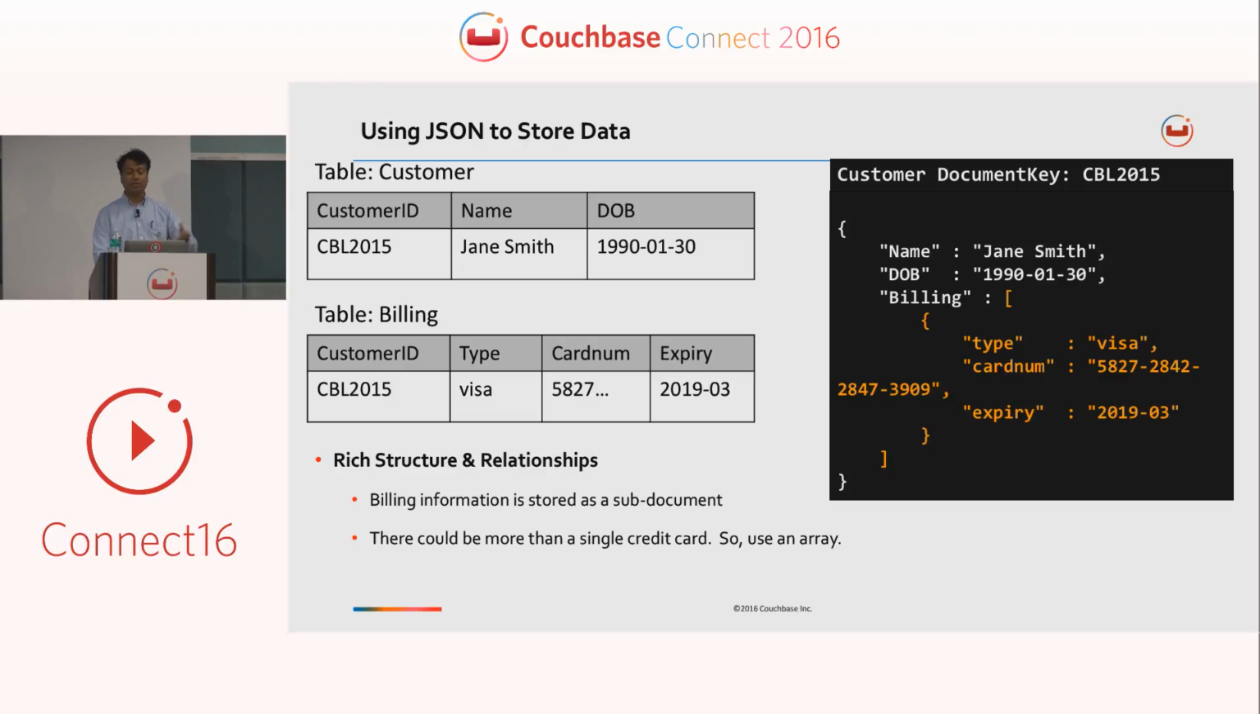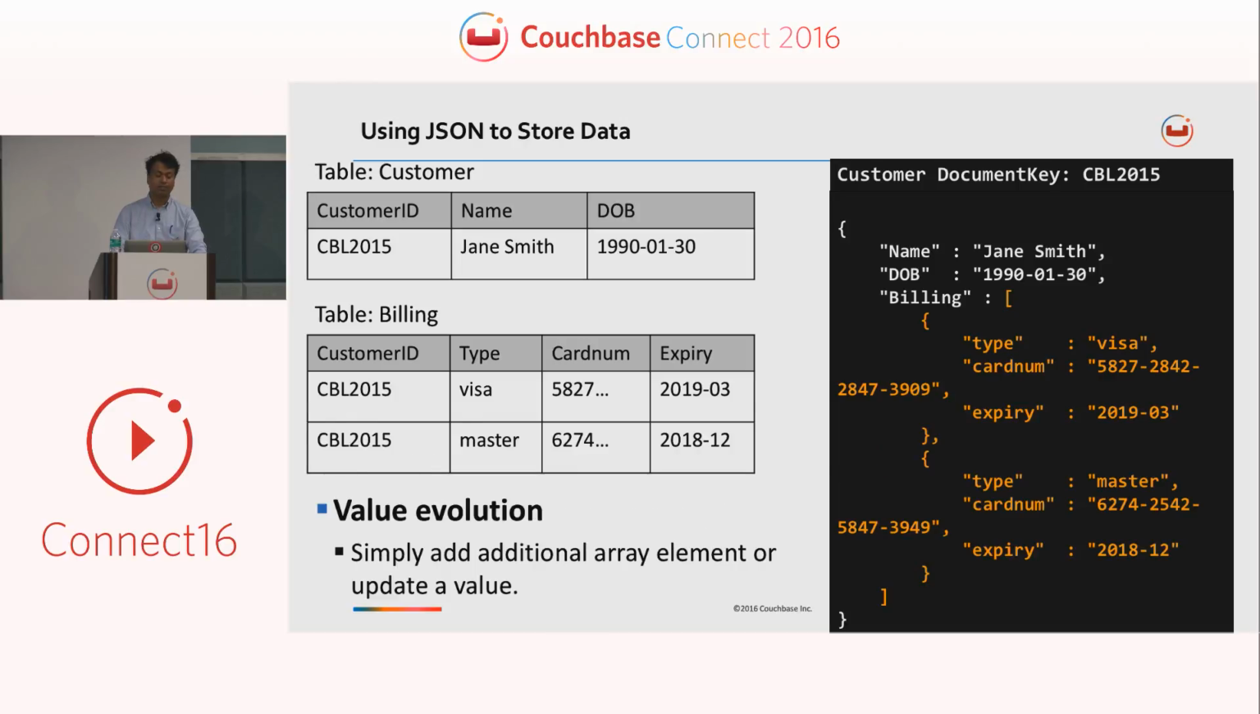Right? So billing information, if you're going to have more than one value, you just store even the one value as an array. When you want to add new objects, you simply start inserting or appending to this array. Right? That's what gives you the flexibility. Now, here comes the new MasterCard. All you need to do is simply add the new object into the array.